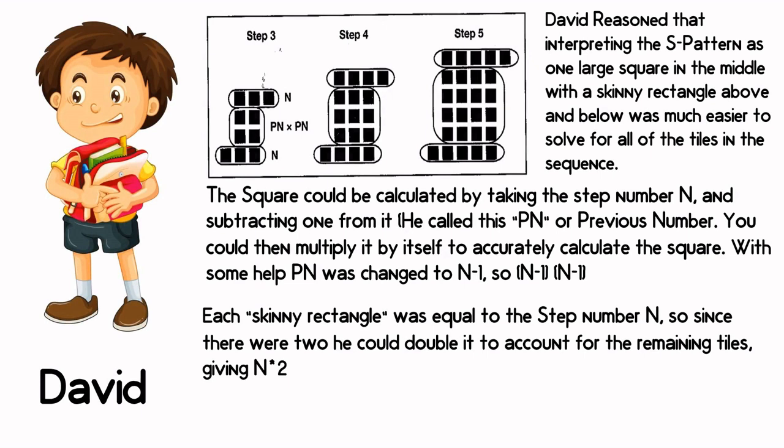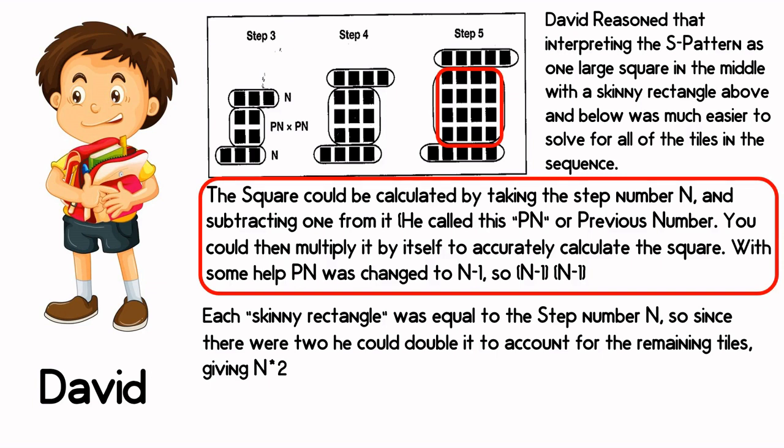So after Ning stated her formula, David raised his hand next, and he said that he preferred to be able to calculate the S pattern by thinking of it as a square and calculating the square in the middle, and then 2 skinny rectangles, one on the top and one on the bottom. The square, he said, you could calculate by taking the previous number, which he called Pn, and multiplying it by the previous number again. And Mr. Taylor had to help him write this algebraically correct, so the previous number is n-1.